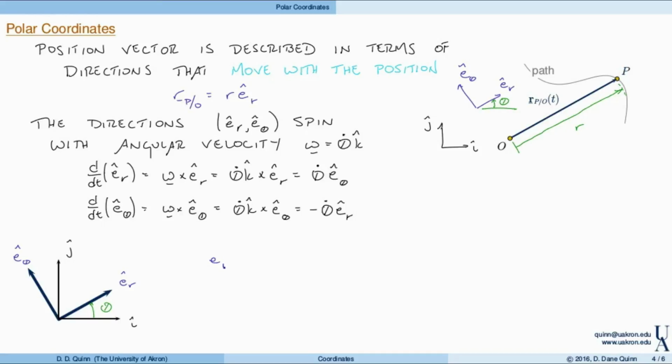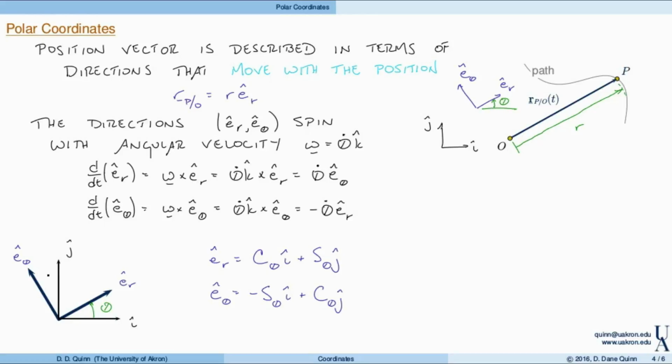Right? And we've covered this in a previous video lecture, so I'm just going to write this one down. ER is cosine of theta in the I direction, it's this distance, plus this distance, which is sine of theta in the j direction. E theta is minus sine in the I direction plus cosine in the j direction.